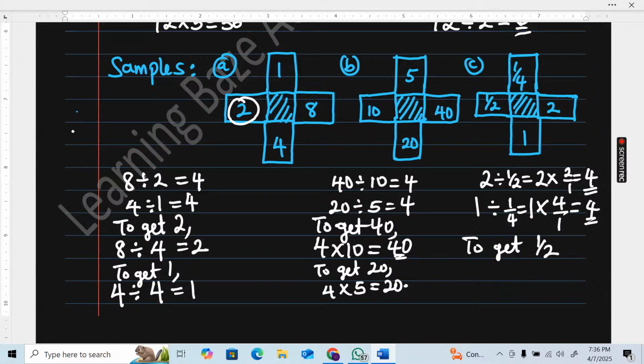To get half, don't forget that we have 4 as a common factor for all the 3 samples. We are going to divide the 2 that is on the left by the 4 that is a common factor. So that will be 2 divided by 4, which is equal to 2 over 4. 2 into 2 is 1. 2 into 4 is 2. The answer is equal to 1 over 2. So you can see that we have been able to get half.